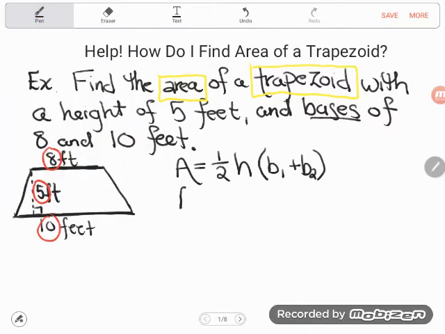So area is not known, so it will remain an A. You always keep equal signs, and you always keep numbers. Be careful not to lose that half. That half is part of the directions of the formula. I'm supposed to take half, but what am I supposed to take half of? I'm supposed to take half of the height.